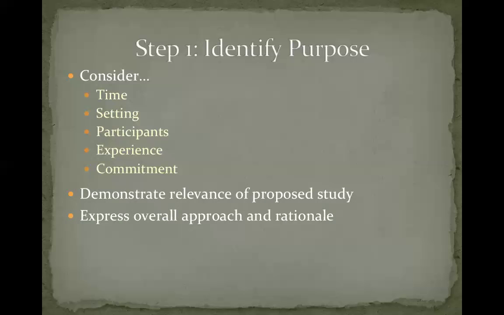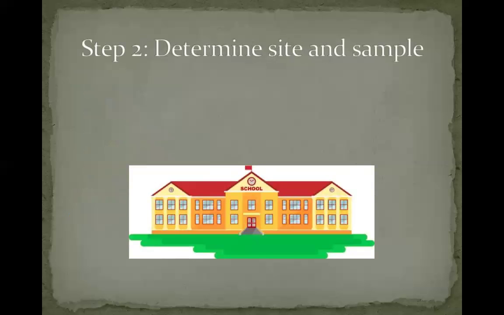Step 2 is to determine the research site and the sample of the study. Using our example about high school, we can walk through what issues might arise. In your role as the researcher in this ethnographic study, you would want to negotiate permission into the school setting.